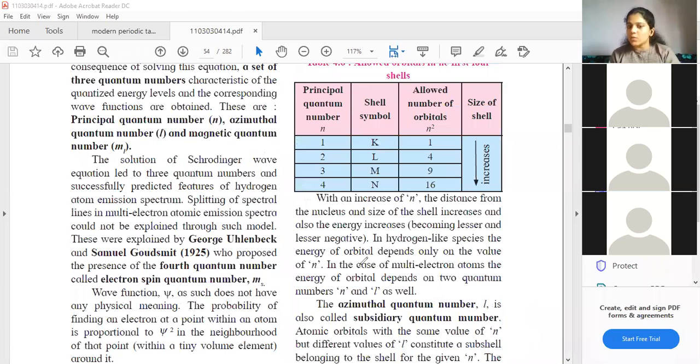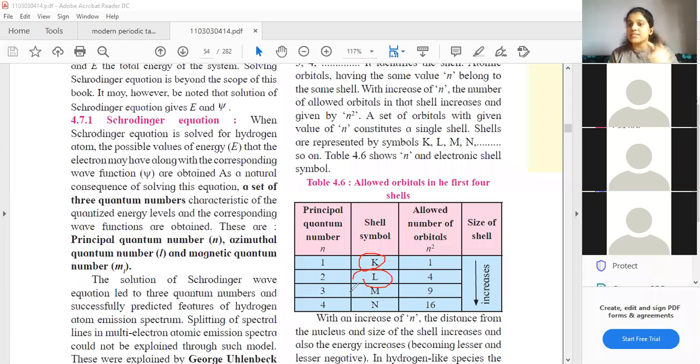So the first one has only S in it. The second shell has S, P. The third has S, P, D. The fourth has S, P, D, F, and that's it. So from the fourth onwards, that is capital N onwards, like K, L, M, N, O, P, Q, all of them will have 4 subshells in it. Okay, fine. So this was done last time, a quick revision.